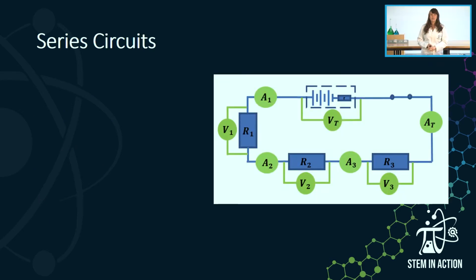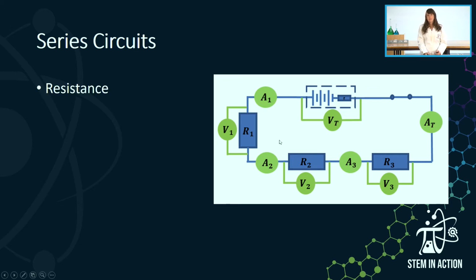So firstly, a series circuit. What do we know about a basic series circuit? If we have a look at the diagram on the slide, we can see that we have 3 resistors in series: resistor 1, resistor 2, and resistor 3. And we have various voltmeters and ammeters in the circuit.